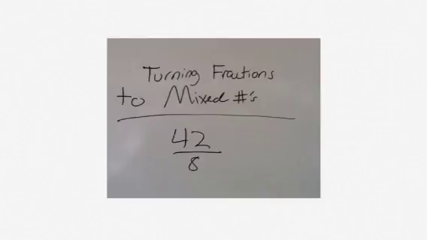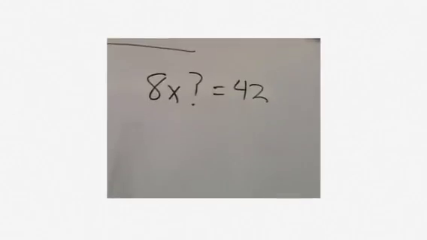I'm going to show you how to turn fractions into mixed numbers. So when you want to do this, you have to have an improper fraction, and we have 42 over 8. So what you want to do is figure out how many times the denominator could go into the numerator. So we need to find how many times 8 goes into 42.